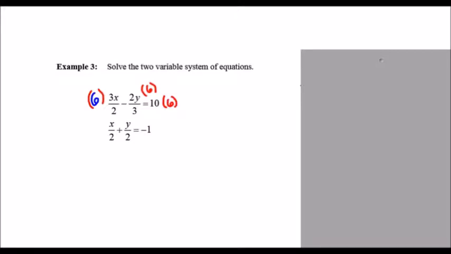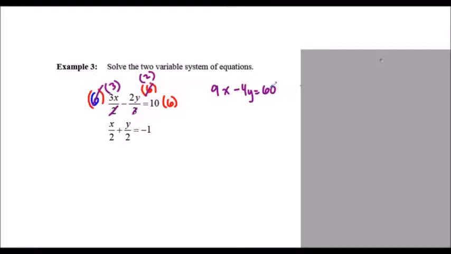It's because of this. This 6 is going to divide out this 2 and leave a 3 as a factor. This 3 and this 6 are going to divide out and leave a 2 as a factor. So what that's going to result in is I've got 3 times 3, I've got 9x. I've got negative 2y times 2, I've got negative 4y. And then I've got 60.